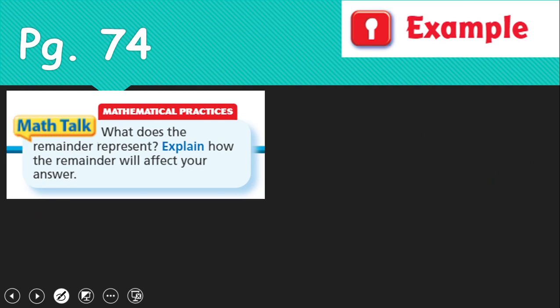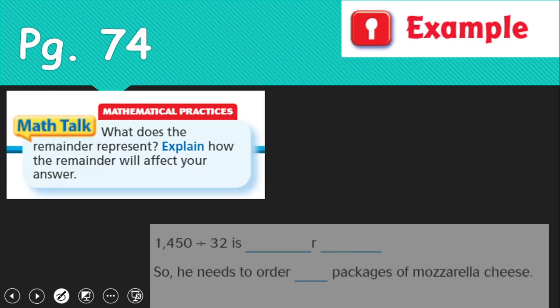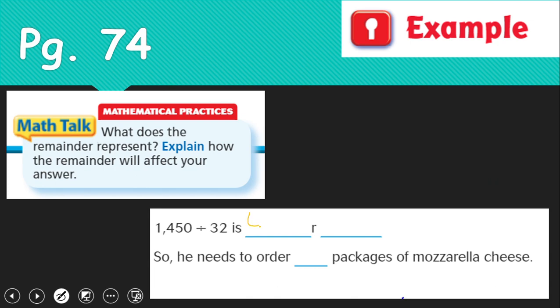Explain how the remainder is going to affect your answer. So we have a remainder of 10 in there. So that's going to affect our answer big time because we can't get a piece of a package. We're going to need to get another package. So instead of getting 45 packages, we're going to want to get 46 packages. So he has to order 46 because of this remainder 10. So because of the problem, we're going to have to round up.